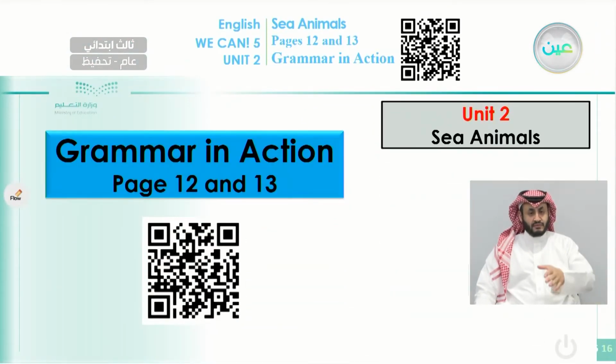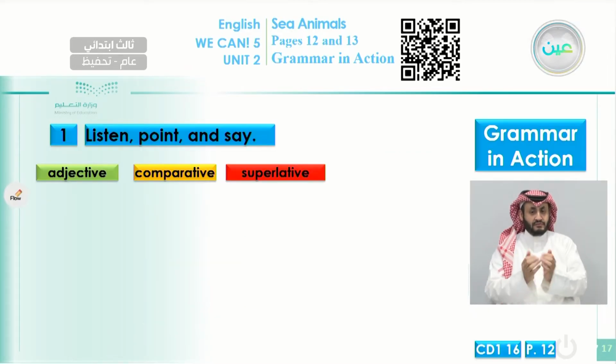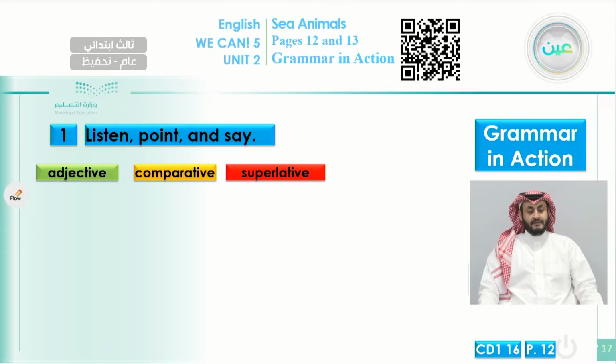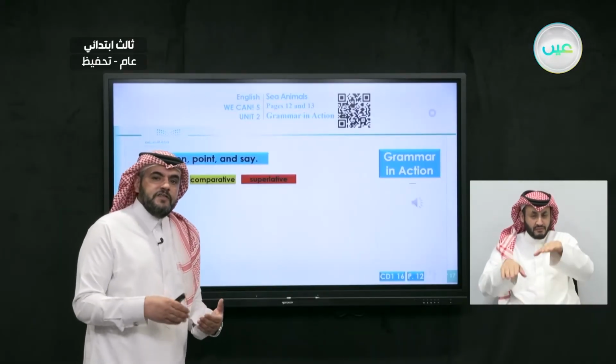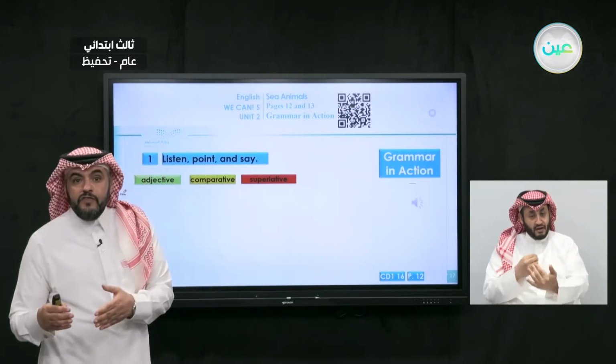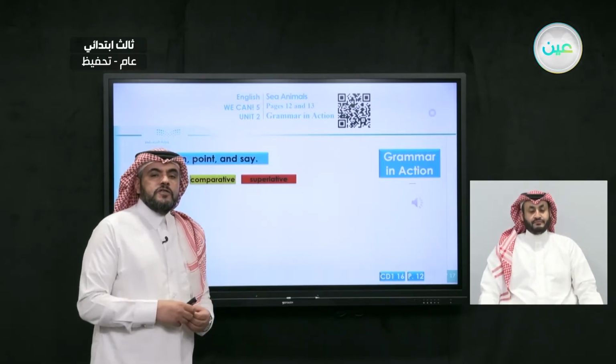Now we move to our main class of today. It is grammar in action, which is going to be on page 12 and page 13 in your student's book. Okay, now exercise 1 here is introducing how we deal with adjectives. You can see here adjectives, comparative and superlative. What do we mean by that? When we talk about an adjective and we want to compare two things using one adjective, or we can compare one thing to others, we use it for superlative.